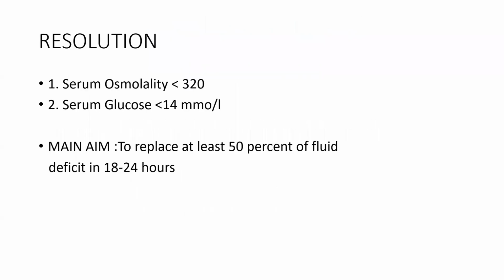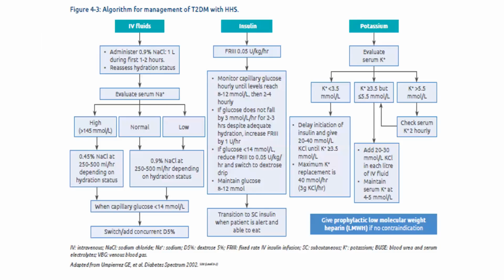So HHS, we consider it to be resolved when the serum osmolarity drops below 320 and the serum glucose is less than 40. So our main aim is to replace at least 50% of the fluid deficit in 24 hours. So this is the algorithm of management of HHS taken from our latest 2020 CPG. We start with IV fluids, definitely boluses first, and based on the boluses, we need to always reassess our hydration status.